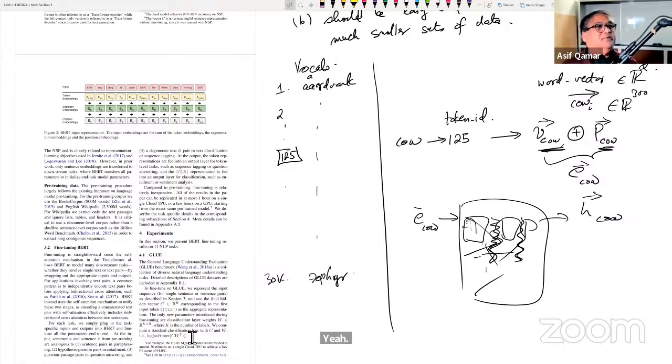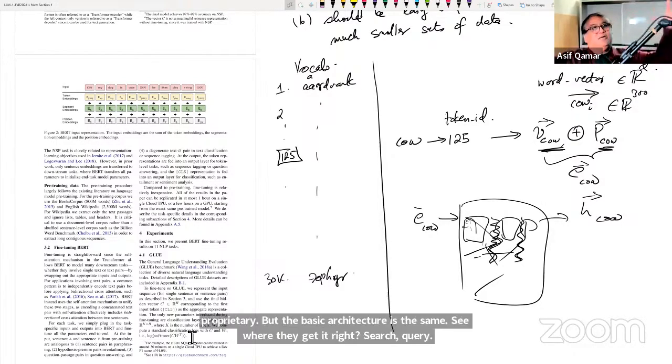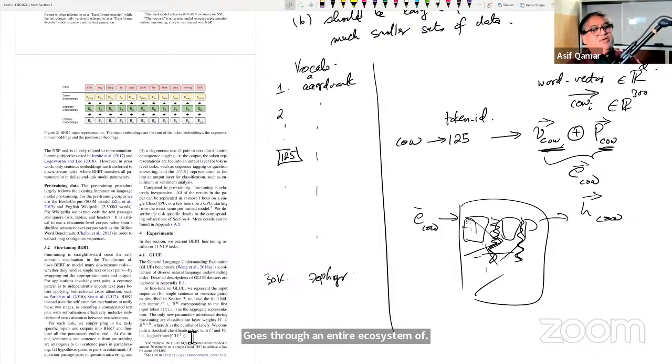See, the foundational pieces people release, like for example, BERT, right? They're using this with maybe some small twists, small turns, and some proprietary parts, but the basic architecture is the same. Where they get it right is that a search query goes through an entire ecosystem of products. When you give a search, somebody told me that it goes through at least 50 to 100 pieces of technology. Any one piece of technology is actually well understood. The secret sauce is how well they have fit it all together, to a large extent. And they might have a couple of very proprietary things they don't talk about.